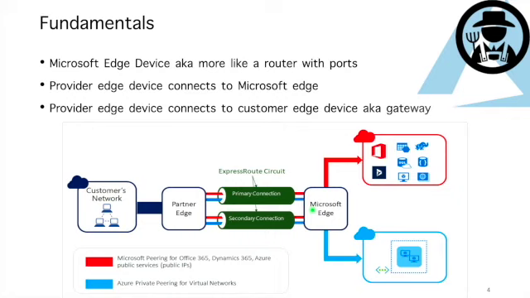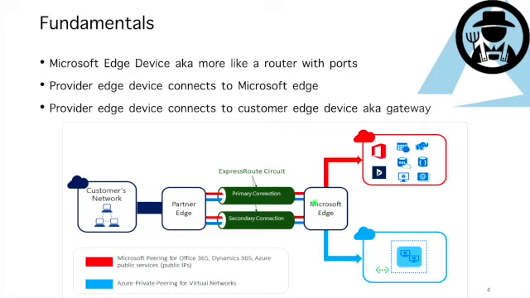Now, some of the fundamentals I'd like you to be aware of. The first one is the Microsoft Edge device, aka more like a router with ports. And you will see that in another picture I have after this one. But this Edge device is, I would say, not really most of the time located in the same data center. It could be somewhere close to the data center. I don't really know, but I heard that it may or may not exist where the data center is. Right? But this Edge device lets you connect to Microsoft.